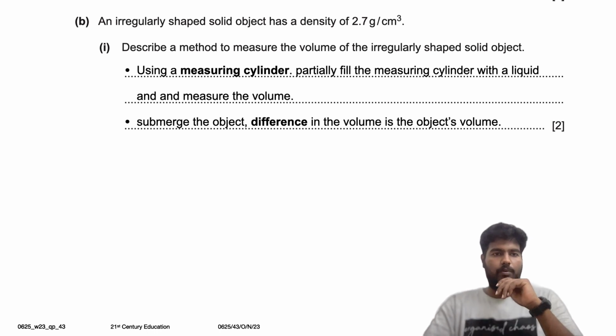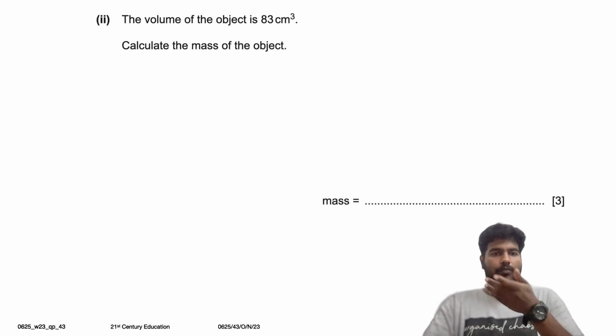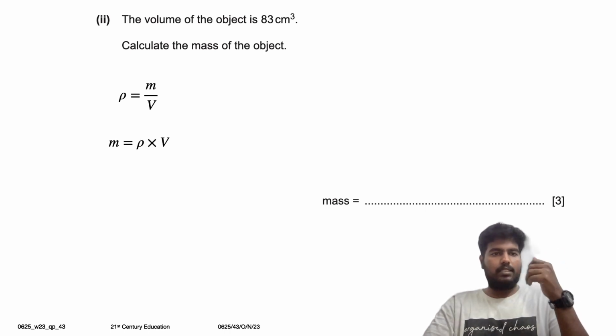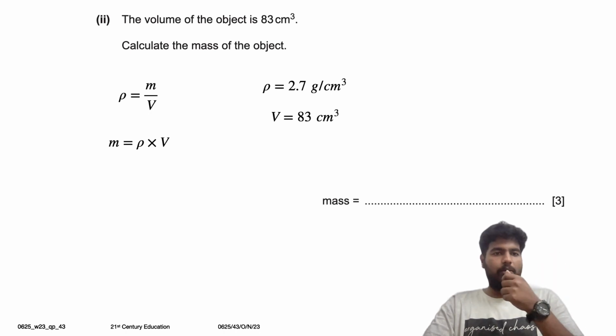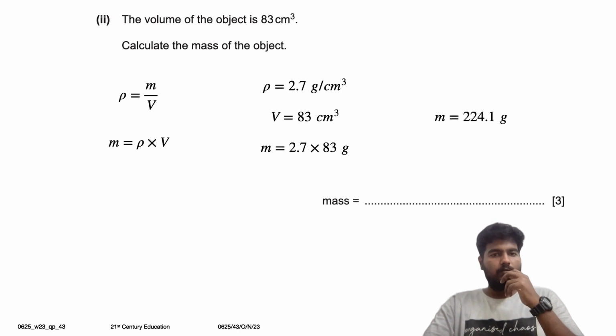Nice. Okay, third part of the question. The volume of the object is 83 centimeter cube, and they gave the density of the object also, 2.7 or something. Calculate the mass of the object. We know that density is mass by volume, and we have to find the mass. So rearrange the equation: mass is density times volume. Density is 2.7 gram per centimeter cube, and volume is 83 centimeter cube. So we just have to multiply both to get the mass. 2.7 times 83 gram, so 224.1 gram.